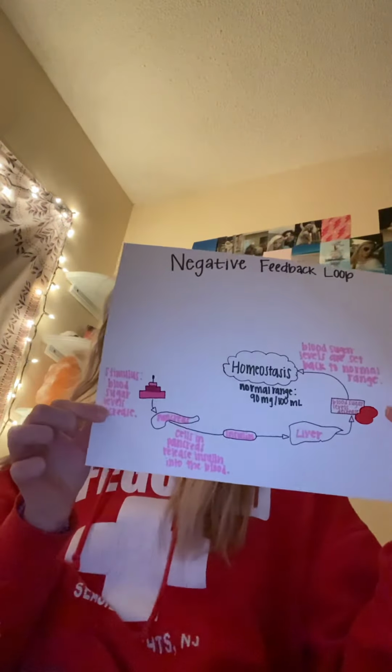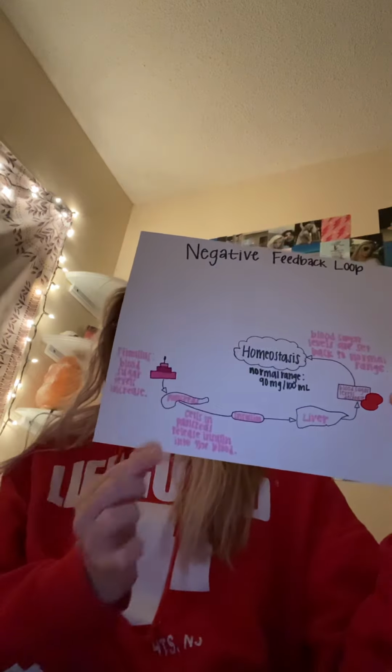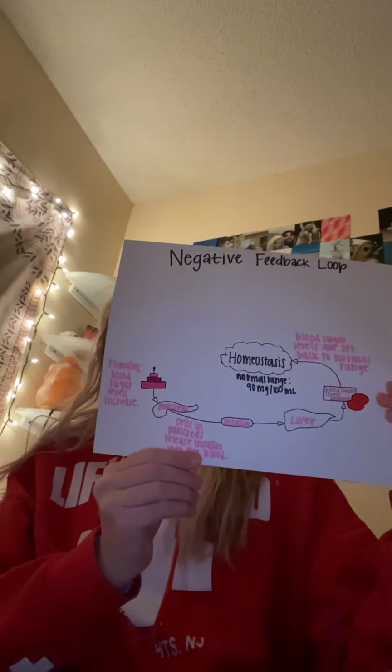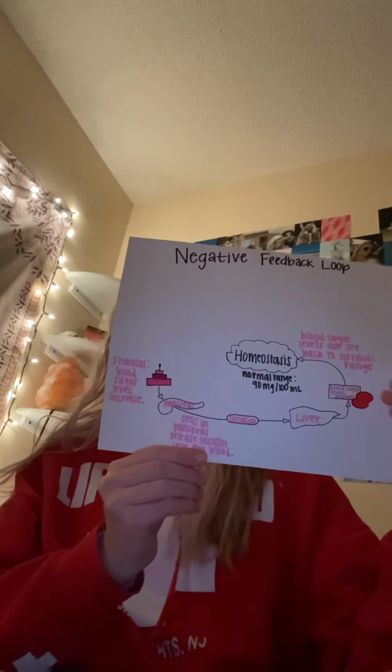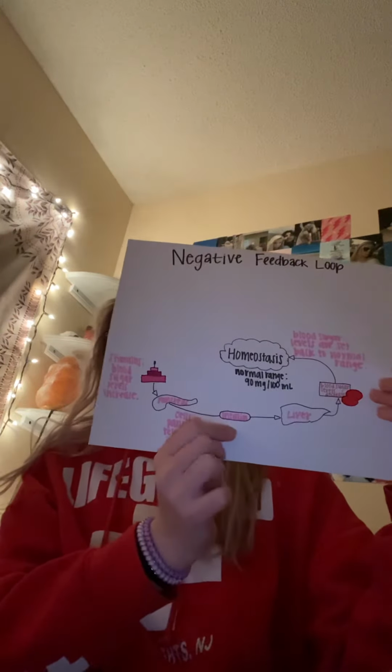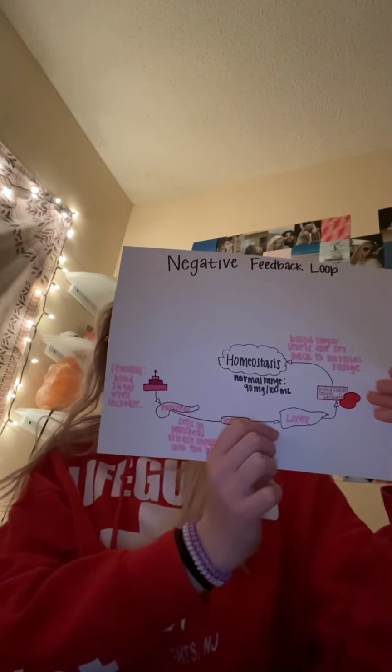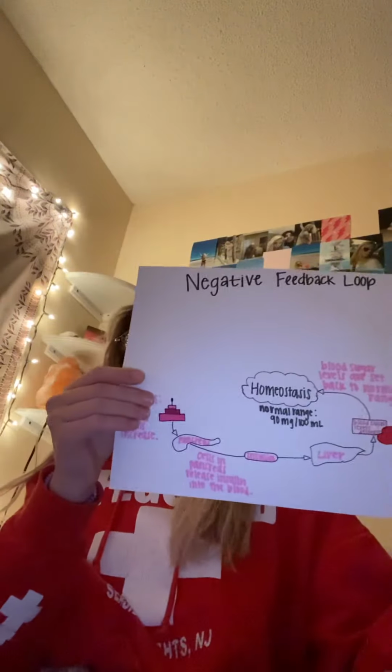Your blood sugar is going to increase, and it causes a response in our body, and next our pancreas, in response to the increase in blood sugar, is going to release a hormone, which is also known as insulin. This will travel through the bloodstream to the liver, and the insulin is going to tell our cells to take blood sugar out of our blood and have it be stored.